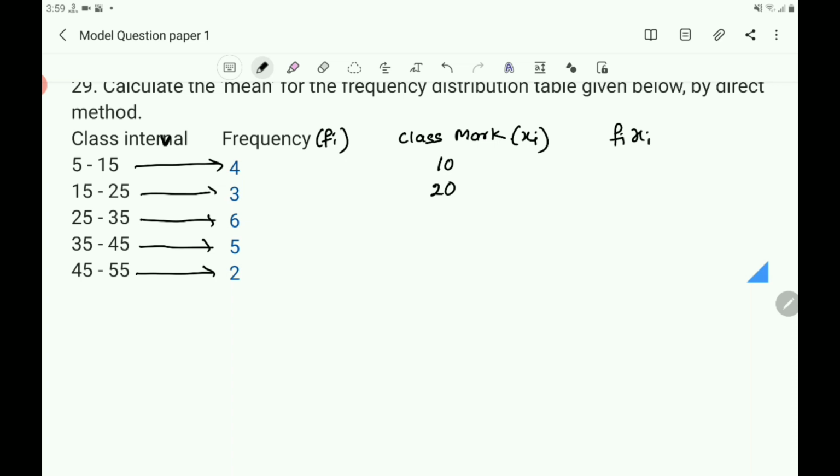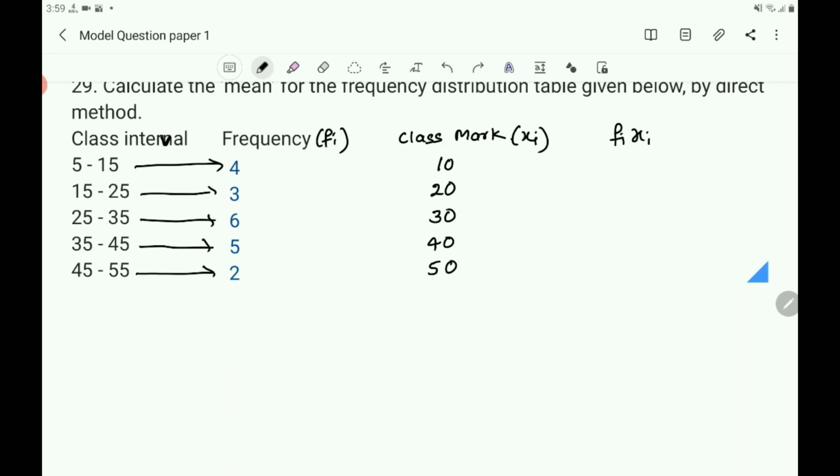Then 25 plus 35 by 2. 25 plus 35 is 60. 60 by 2 is 30. Then 35 to 45: 35 plus 45 is 80. 80 by 2 is 40. And 45 plus 55 by 2 is how much? 45 plus 55 is 100. 100 by 2 is 50. You got the class interval, you got the class mark.